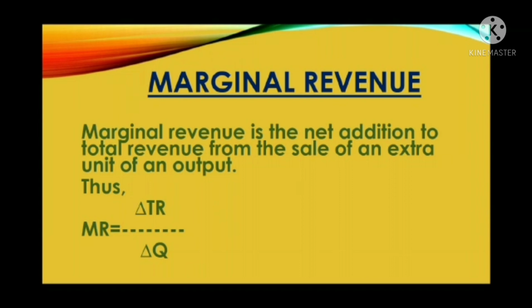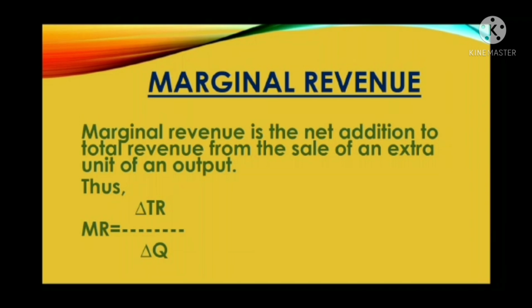For example, if a producer sells 10 units of a product at a price of rupees 200 per unit, he will get rupees 2000 as the total revenue. If he now increases sale of the product by 1 unit and sells 11 units, suppose the price falls to rupees 190 per unit. He will therefore obtain total revenue of rupees 2090 from the sale of 11 units of the good. This means that the 11th unit of output has added rupees 90 to the total revenue. Hence, rupees 90 here is the marginal revenue.